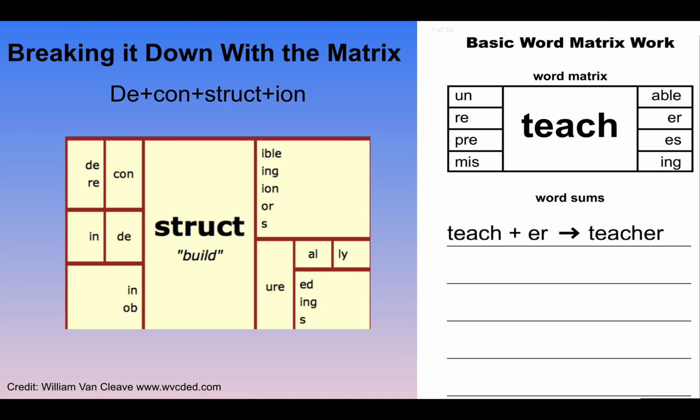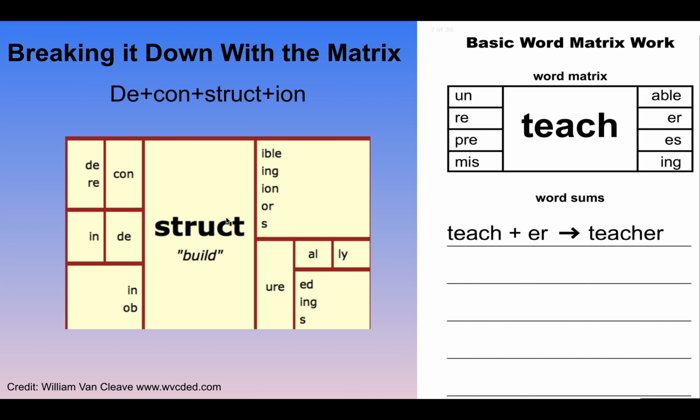So here are some examples of how to break words down by morphemes. First, let's look at the word deconstruction. It has 4 morphemes. De is a prefix that means off or from. Con is a prefix meaning with or together. Struct is a root word that comes from Latin and means to build. And ion is a suffix that means a result of a process. So deconstruction is a process of breaking something down into smaller parts.